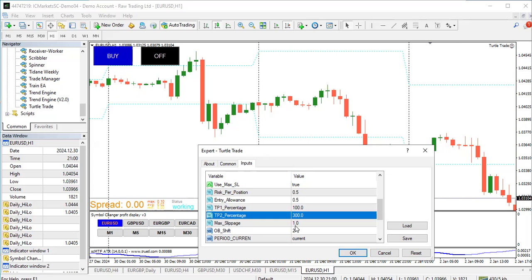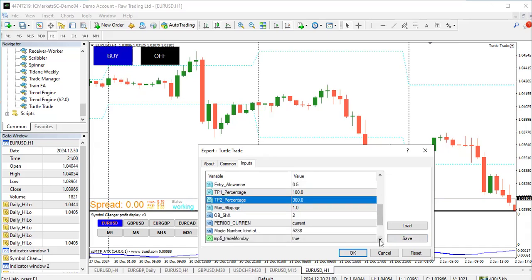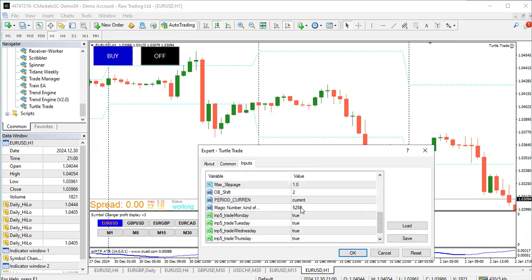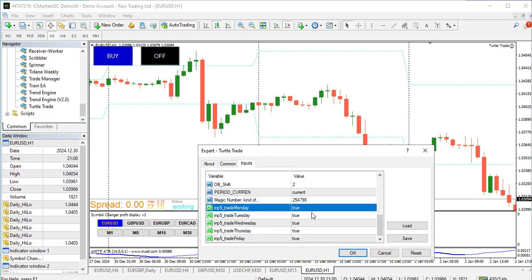The max slippage is 1.0 pips. All right. So if it's executing, you don't want to have a slippage of more than 1.0. You could set that here. And the OB shifts and this other one, just forget about it. Then you can set your magic number, change it to whatever you want it to be, a distinct number.